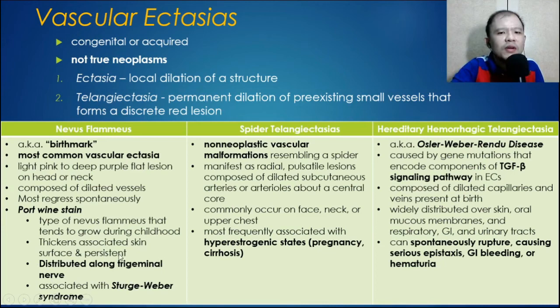It's very common in cirrhotic patients because of the entrapment of estrogen. Next, you have hereditary hemorrhagic telangiectasia or the Osler-Weber-Rendu disease. It's a genetic mutation in the TGF-beta signaling pathway, which leads to dilated capillaries and veins present at birth.